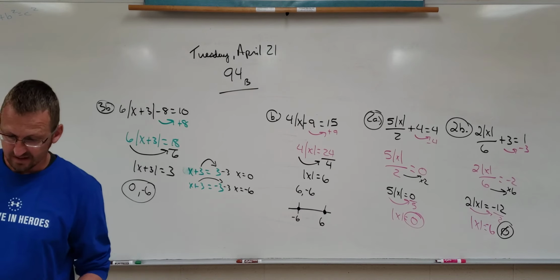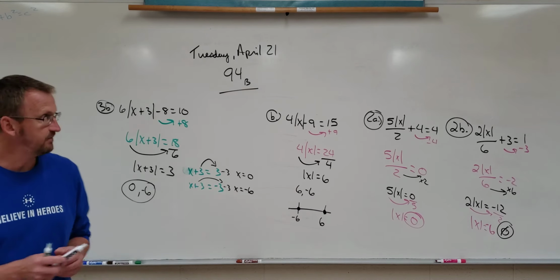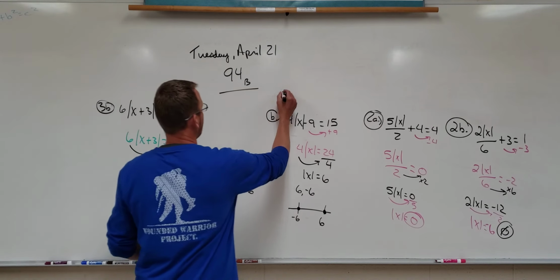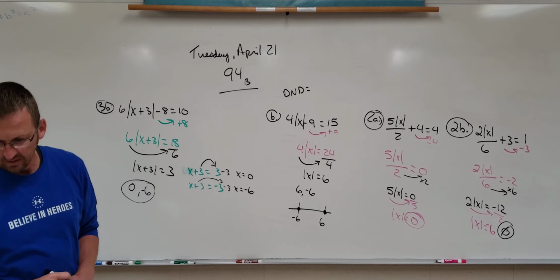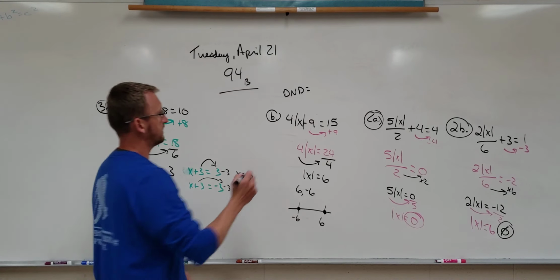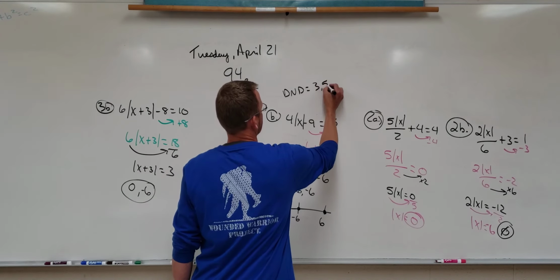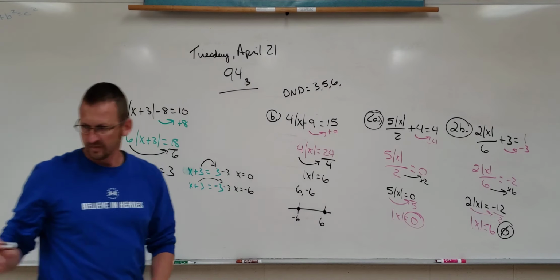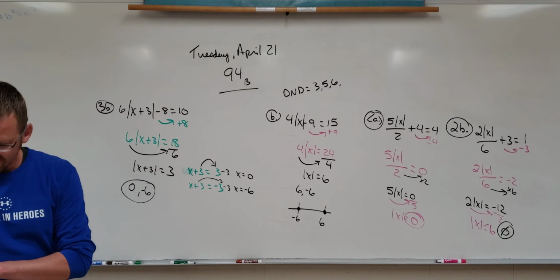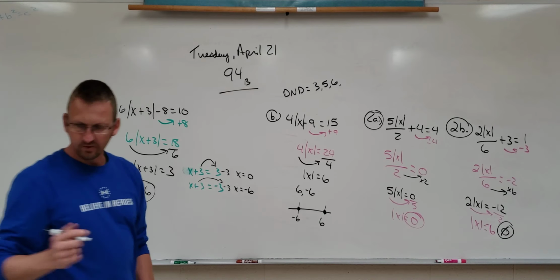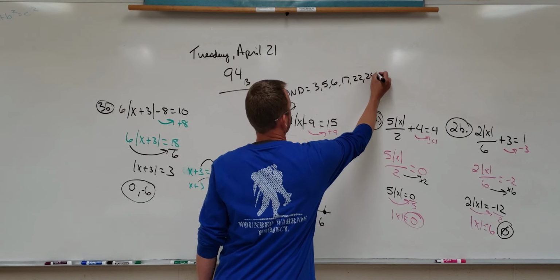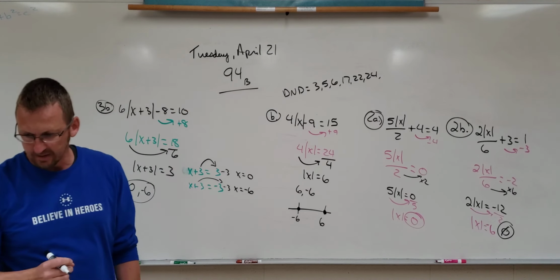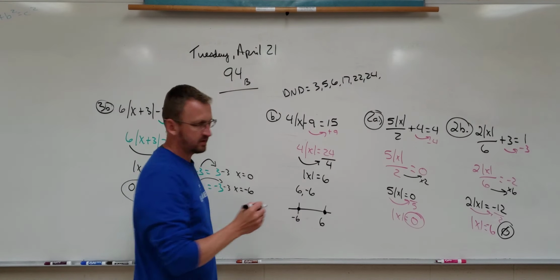And that is lesson 94. On lesson 94, the ones that we do not do are 3, 5, and 6, then 17, 22, and 24, and on the last page, 25, 26, 28, and 30.